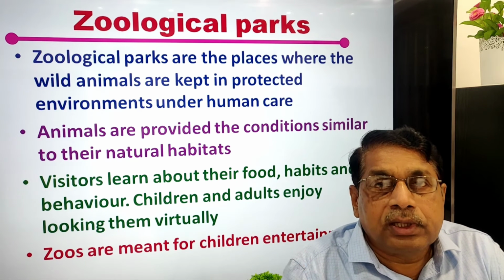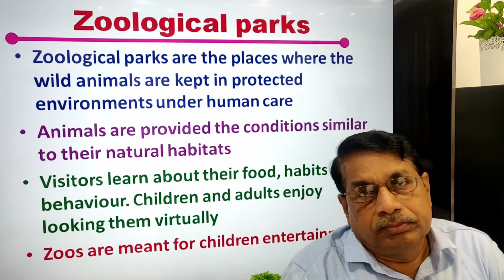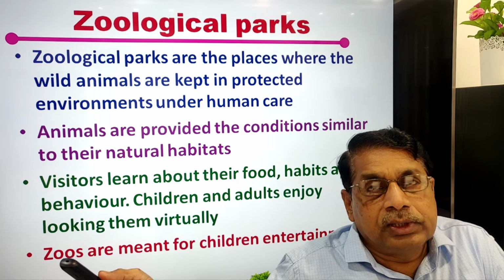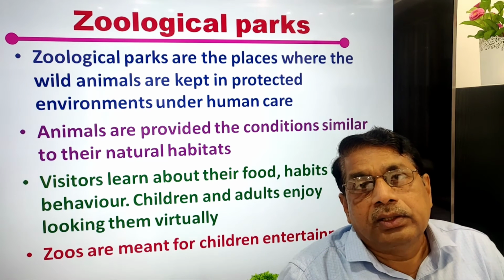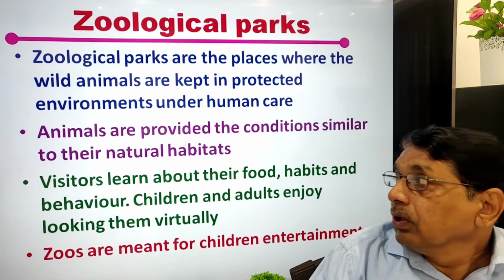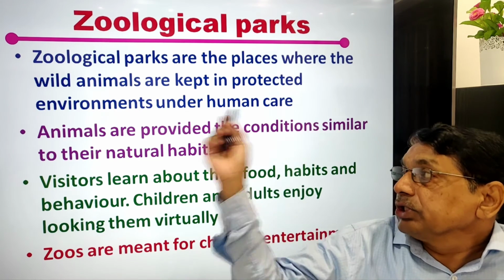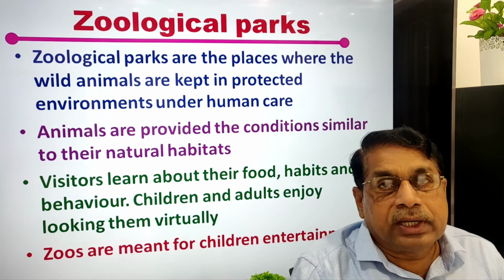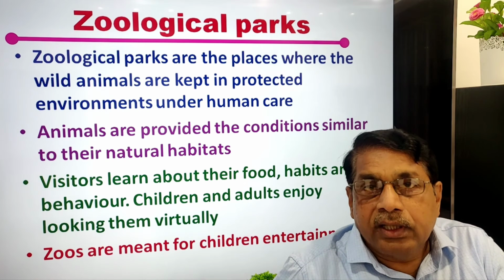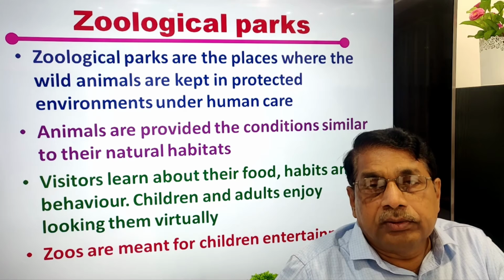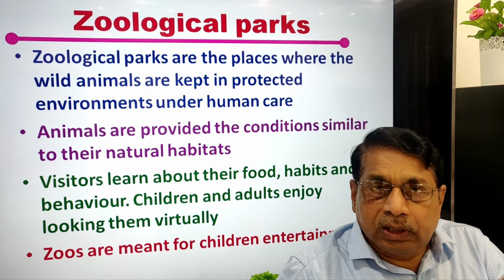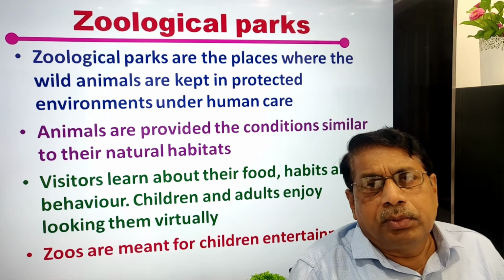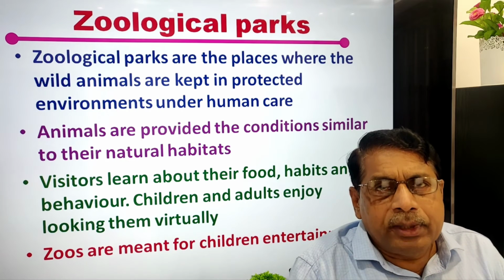For example, there are some animals which are in the state of extinction. So such animals are collected from the forest area, remote area, and maintained in the zoological parks. Animals are provided the conditions similar to their natural habitat. If it is an aquatic animal, then they have to maintain a pond, the same type of water. Then only they can live, otherwise they die. Every animal, every plant needs its own environment, own habitat.